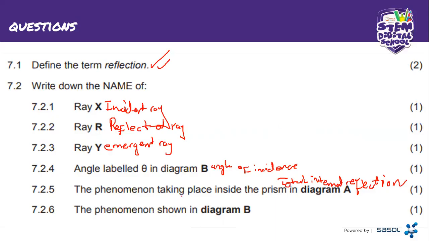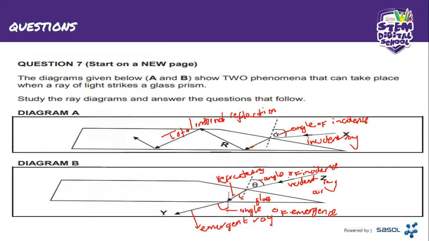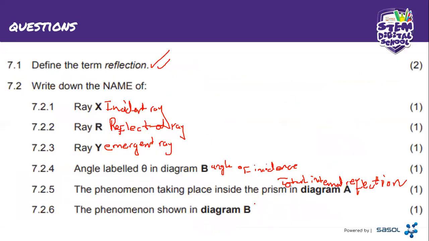The phenomenon shown in diagram B. In diagram B, definitely, my dear learners, I have refraction. You see, I have the incident ray, the refracted ray towards the normal, and the emergent ray. So the light bends towards the normal, and then from glass to air it bends away from the normal. So the bending of light, we know, my dear learners, is refraction.